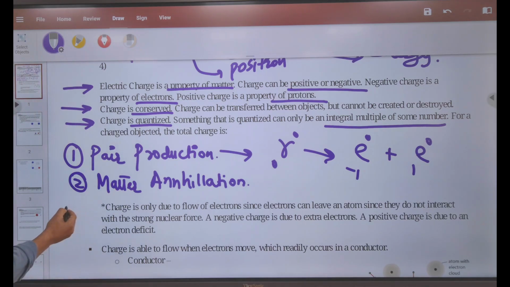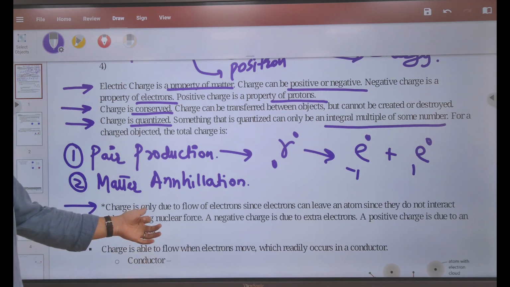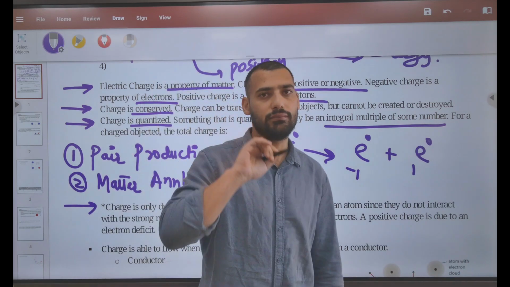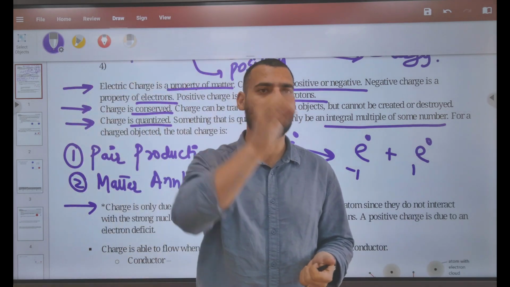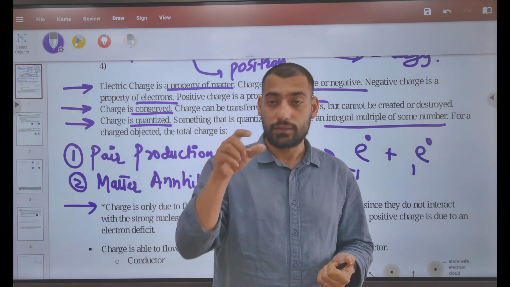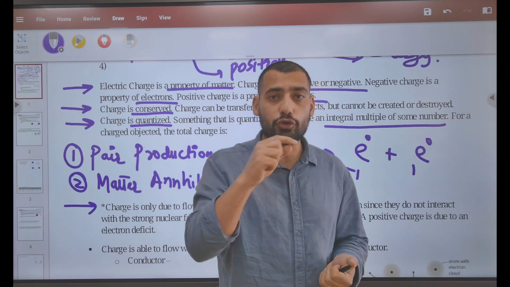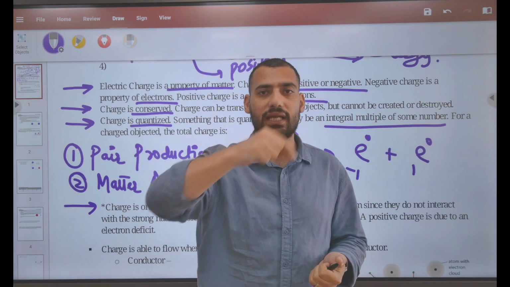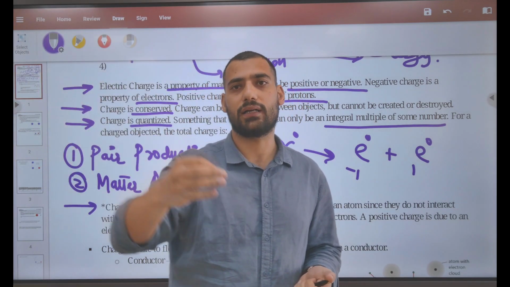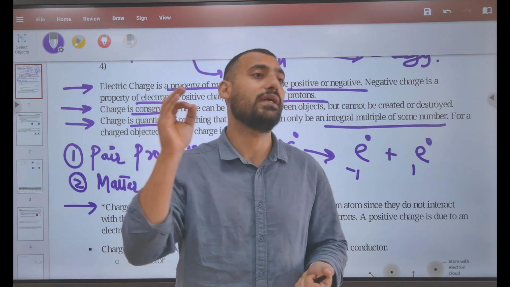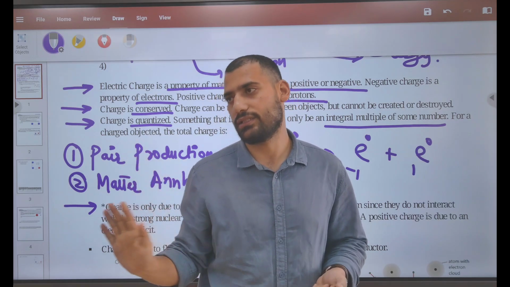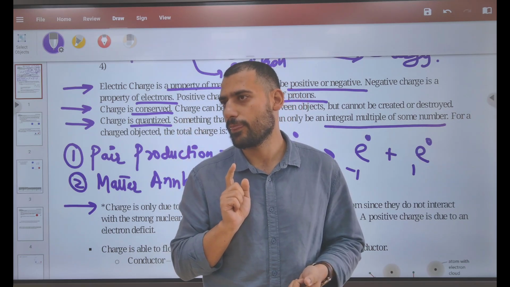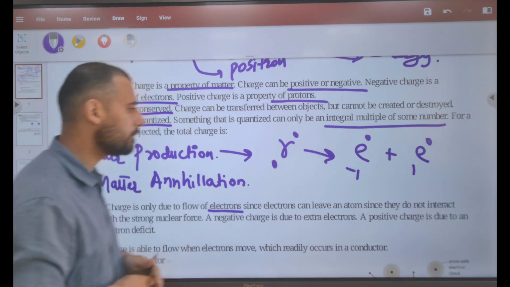Next, charge is only due to the flow of electrons. That's what I told you. When you talk about an atom, you know that the electrons are revolving around the nucleus, right? The protons are present within the nucleus, so protons never get exchanged. Only electrons which are present in the shells have the tendency to go out and come back. So electrons can be exchanged, protons cannot. The currency of exchange is only the electronic charge. Clear? No doubt in this?